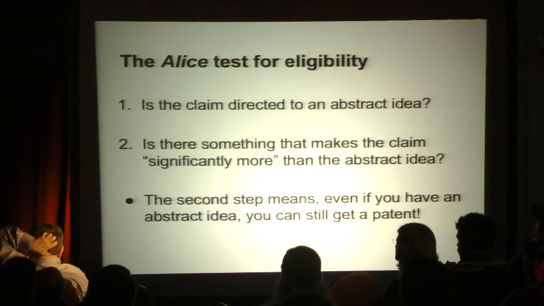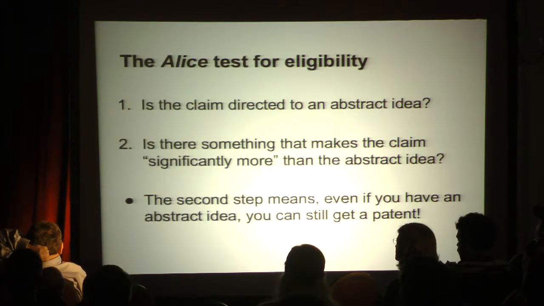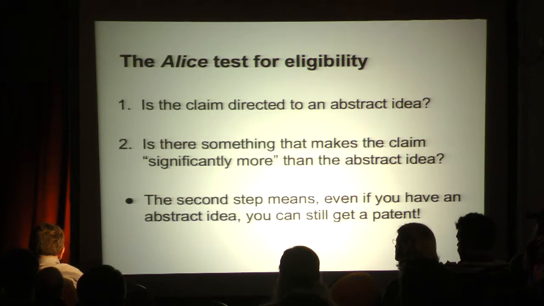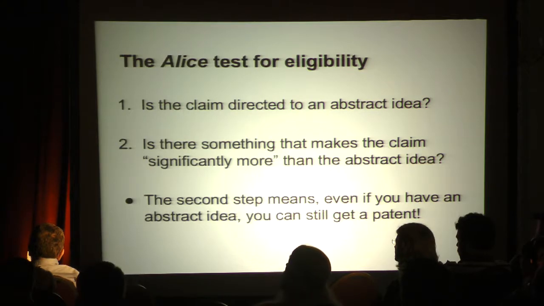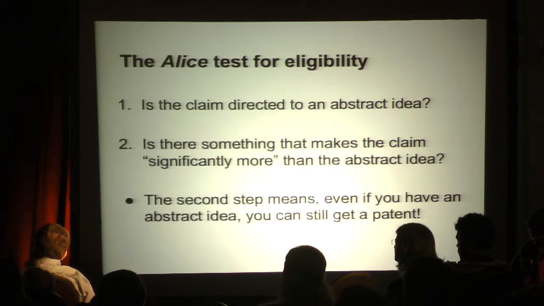And here's the test. Number one, you have to ask, is the claim directed to an abstract idea? And if it is, number two, is there something that makes the claim significantly more than that abstract idea? What's important to note here, and I apologize for reading off the slide, is that even if you have an abstract idea, you can still get a patent. That means if you can find something to tie your claim down to that gives it that little something extra, you still get to walk away with a patent.